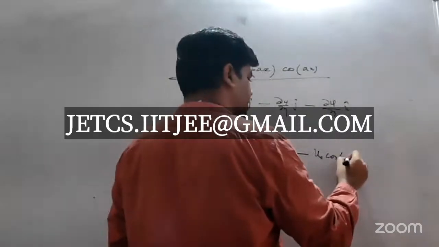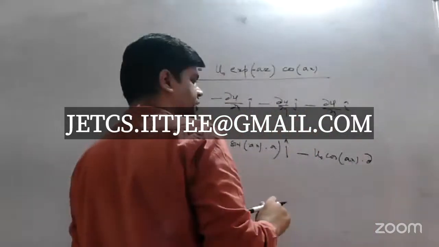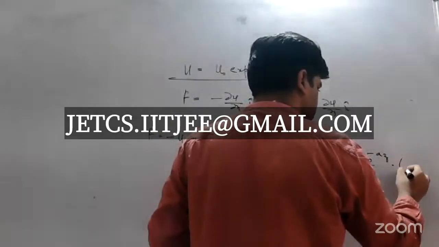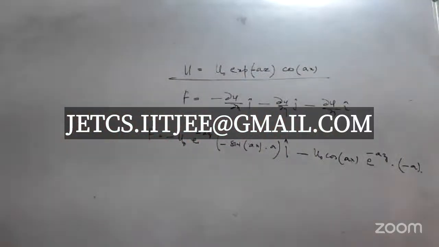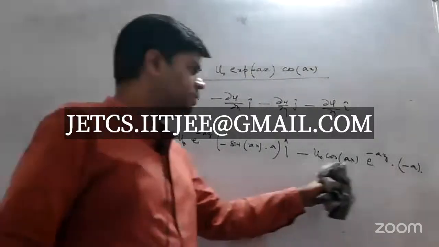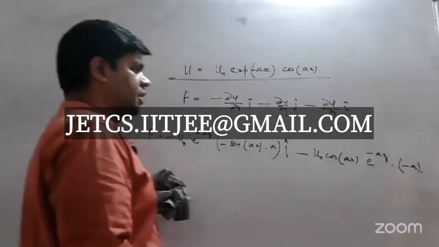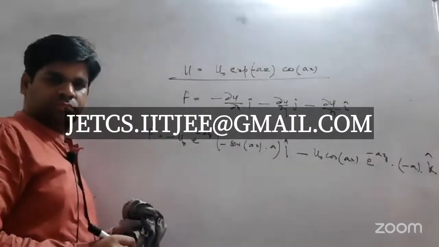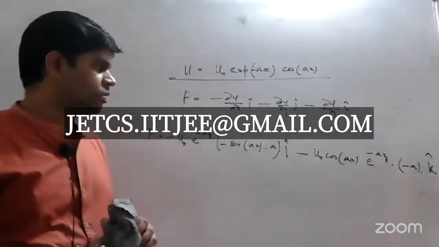U naught cos ax into derivative of e power minus az. What is the derivative of e power minus az, with respect to z, I'm talking about, partially with respect to z. Yes sir. So is this correct? And it should be k cap. Yes, sir, it's correct. All right.